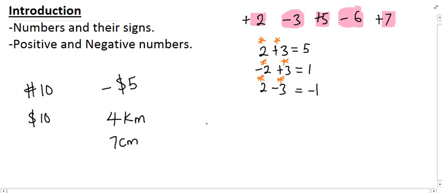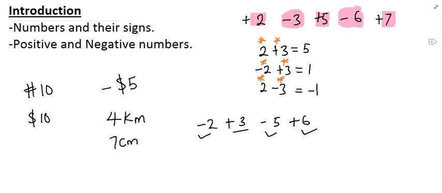Okay, finally let's have minus 2 plus 3 minus 5 and plus 6. What is the sign of 2? Negative. Sign of 3? Positive. Sign of 5? Negative. Sign of 6? Positive. So the sign of a number is the sign in front of it, not the sign after it. Is that clear?